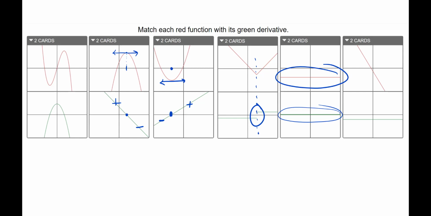So its rate of change, remember, it all comes back to the idea that a derivative is a rate of change. Rate of change here is just the slope. This has a negative slope. Therefore, its derivative is negative, and it's constant because the slope of this original function is unchanging.